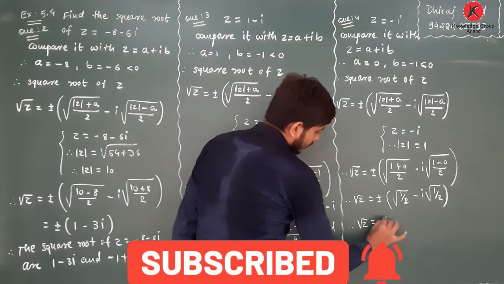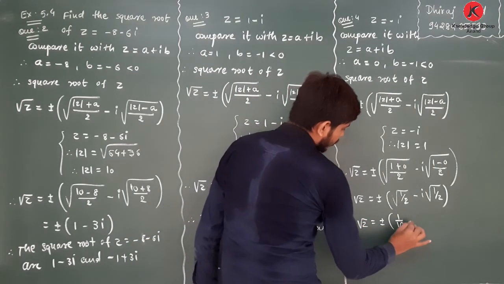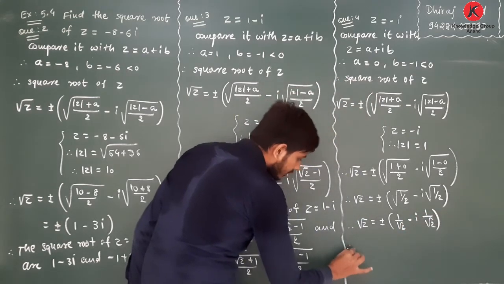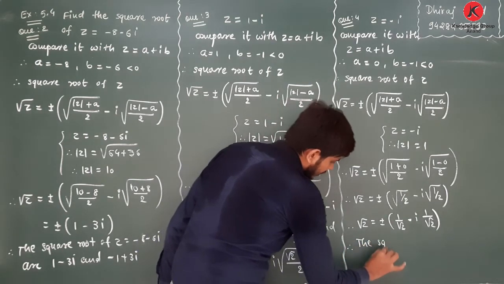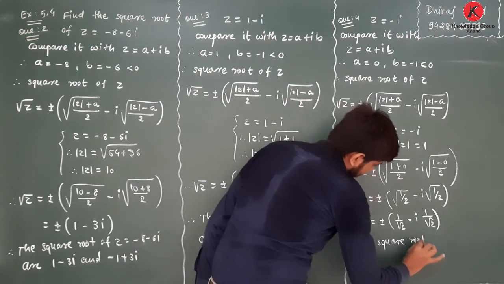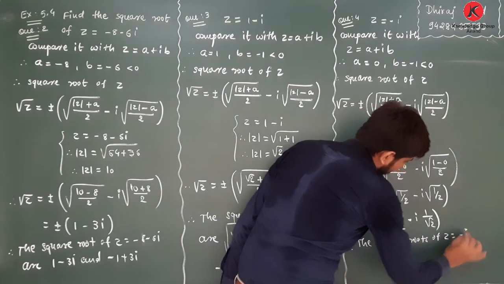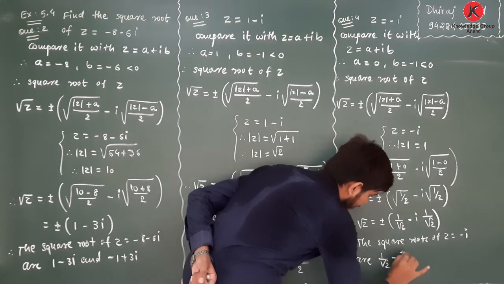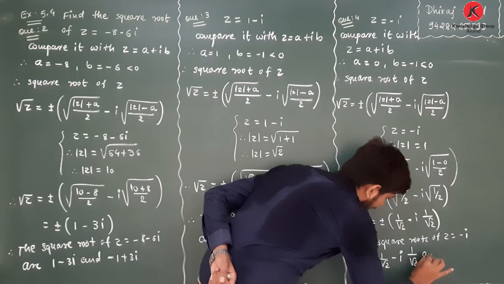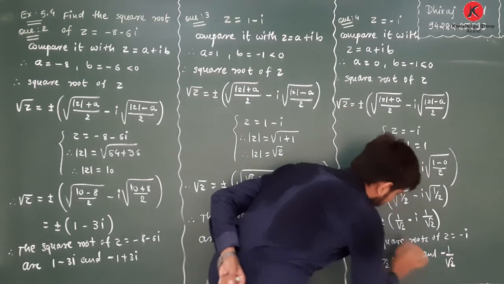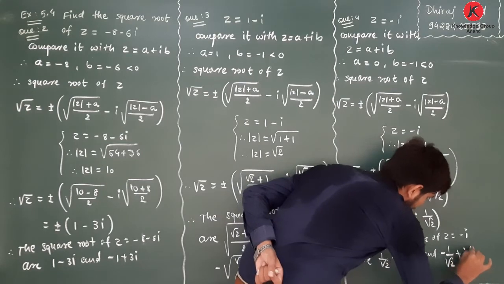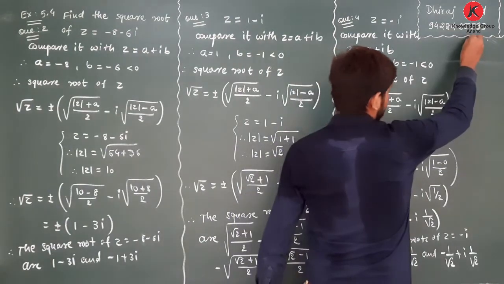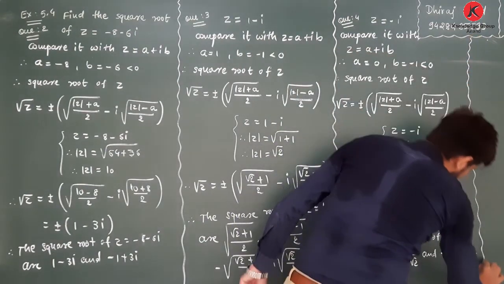Therefore under root of z equals to plus or minus 1 by root 2 minus I 1 by root 2 here. Therefore the square roots of z equals to minus I are, first take plus: 1 by root 2 minus I into 1 by root 2, and the second one minus 1 by root 2 plus I 1 by root 2. Both these square roots are here. Clear? Both square roots are easy and calculable, so they can be done.